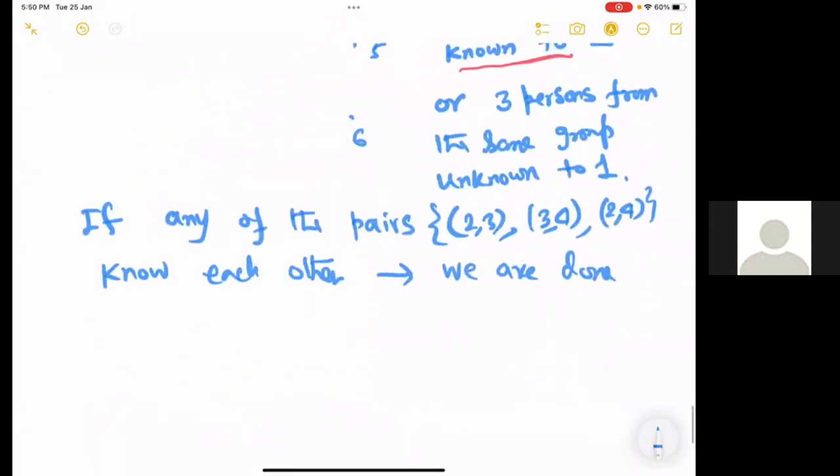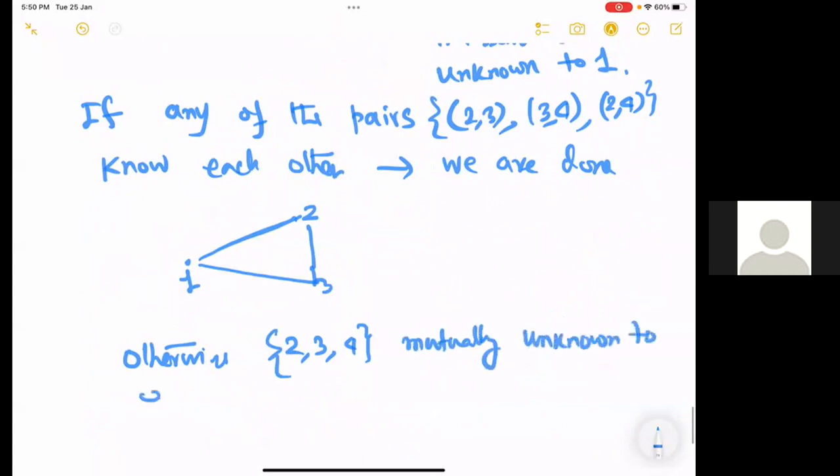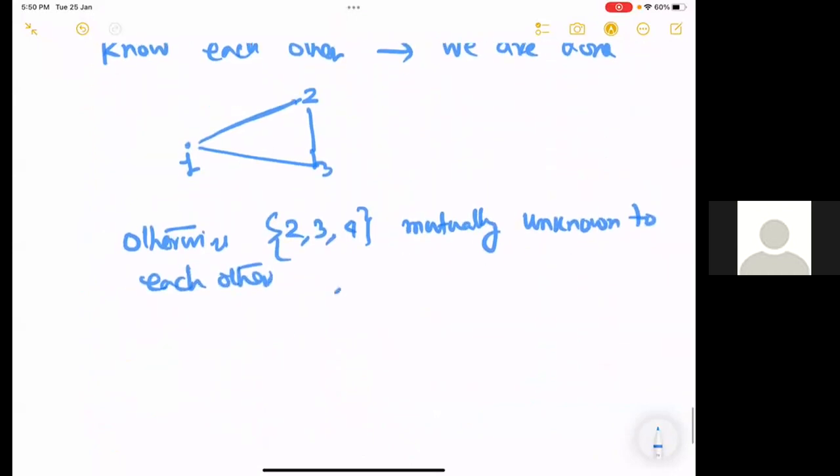Why are we done? Because suppose 2, 3 know each other, then 1, 2, 3 form that required set that we are looking for. Otherwise, 2, 3, 4 are mutually unknown to each other. Then also we have 2, 3, 4 as the solution. We are done.